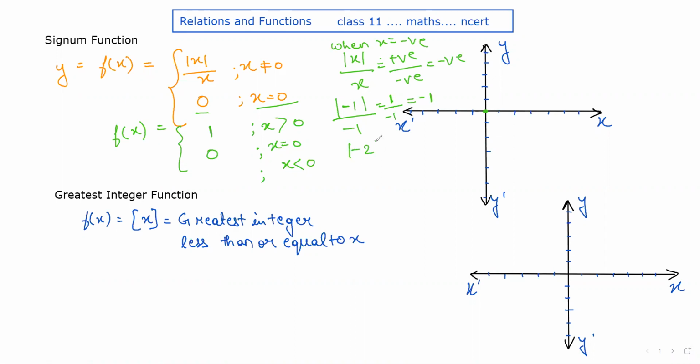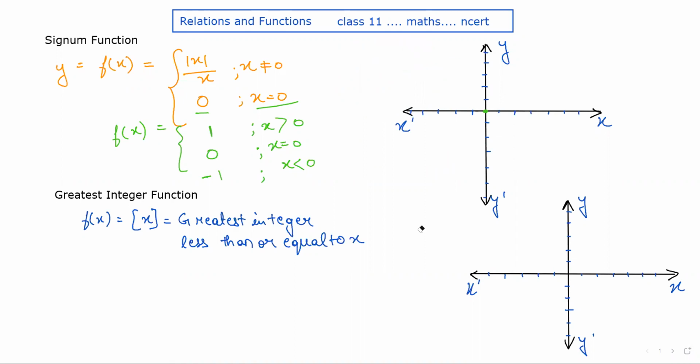For x equal to minus 2, you get |-2|/-2, which is 2/-2, which is equal to minus 1. So no matter what value of x you place, as long as x is negative, you'll always get a value of minus 1. So with these examples, we understand that f(x) can only hold three values: plus 1, minus 1, or 0.